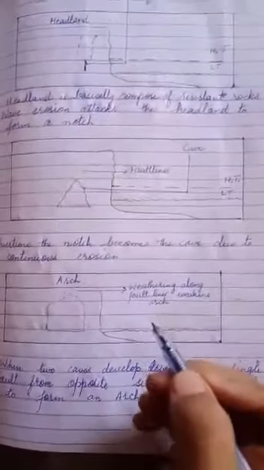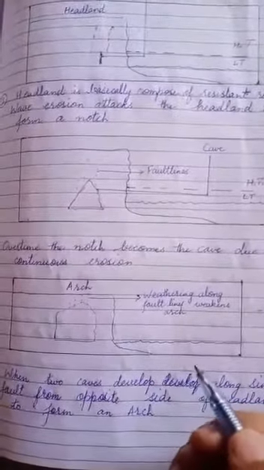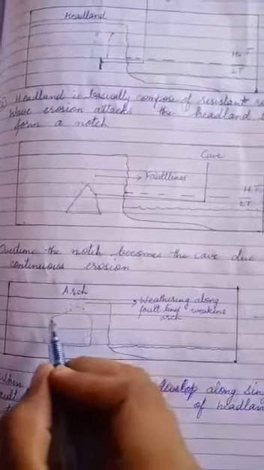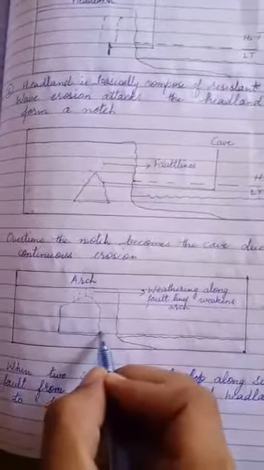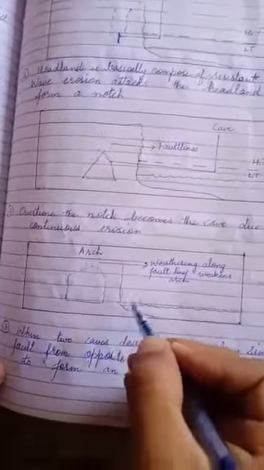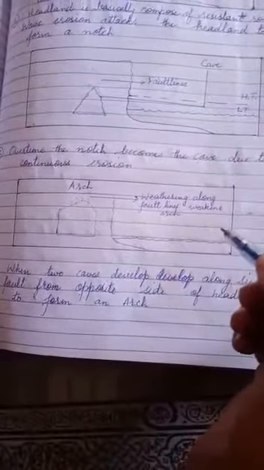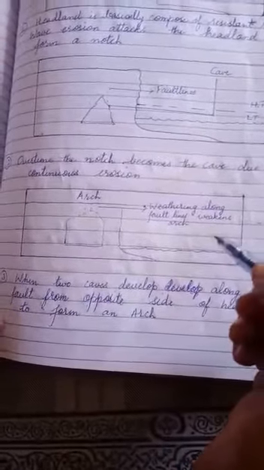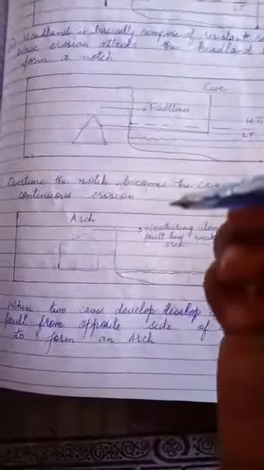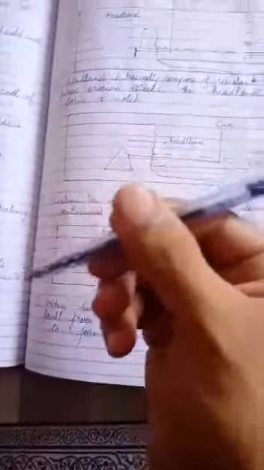Over time, the cave starts to become an arch. Okay, and how does the cave become an arch? When two caves develop along a single fault from opposite sides of the headland, they form an arch. When waves start to erode from the opposite direction, then the arch tends to form.